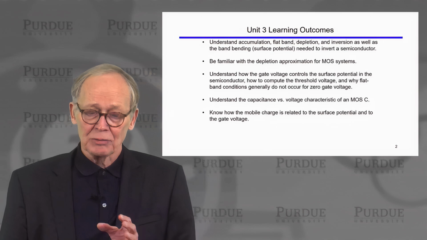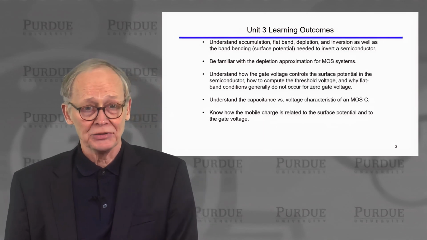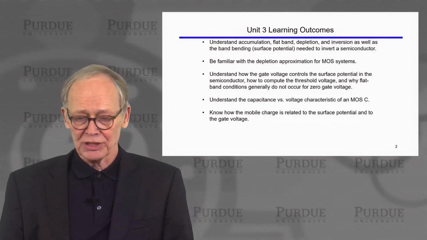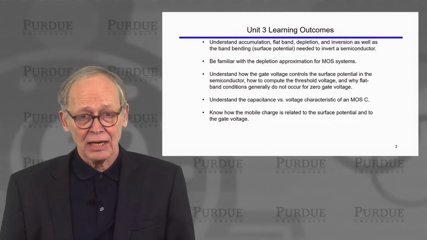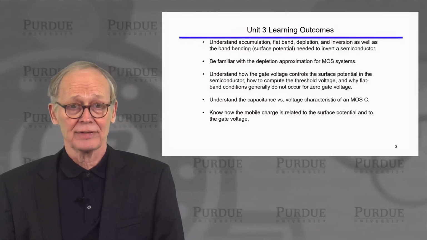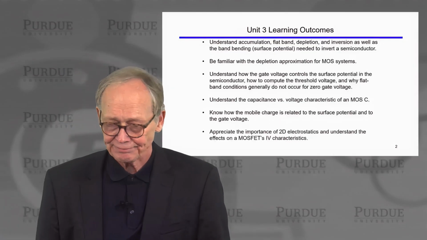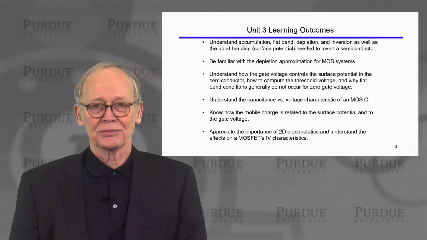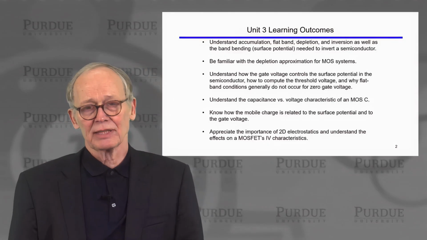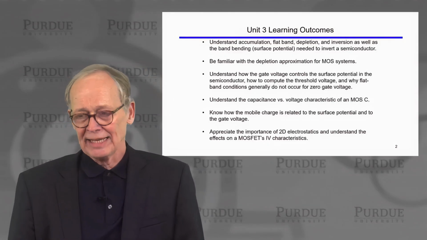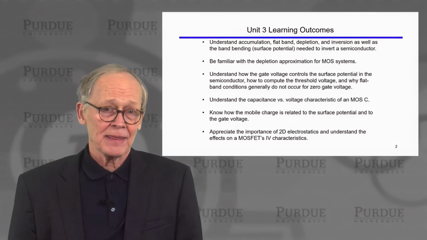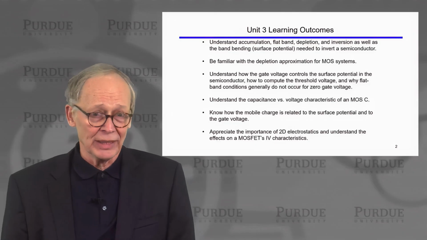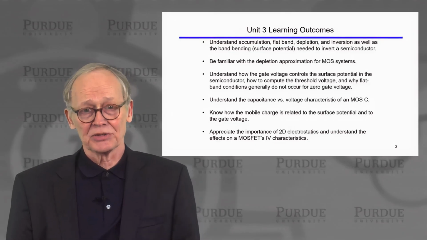And then we talked about how the mobile charge, which is what we need for the next unit, the mobile charge carries the current in the MOSFET. We talked about how the mobile charge is related to the surface potential and how it's related to the gate voltage that produces that surface potential. And then we talked about 2D electrostatics. For small transistors, 2-dimensional or 3-dimensional electrostatics becomes more and more important, and these introduce effects that transistor designers have to deal with, and they've been doing it in more and more innovative ways as channel lengths have scaled to shorter and shorter dimensions.